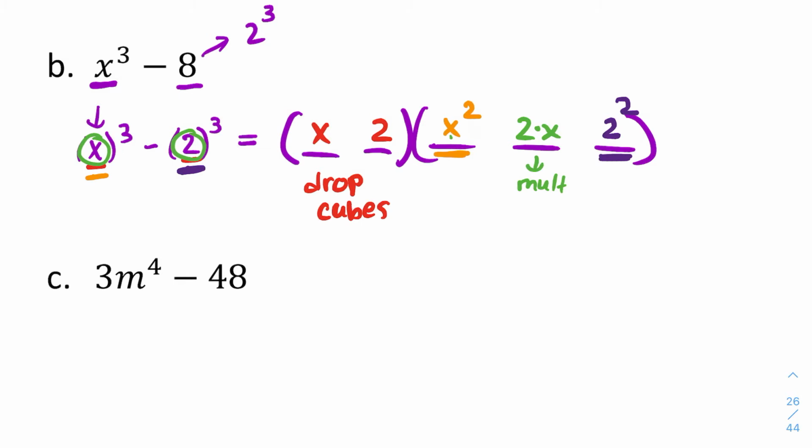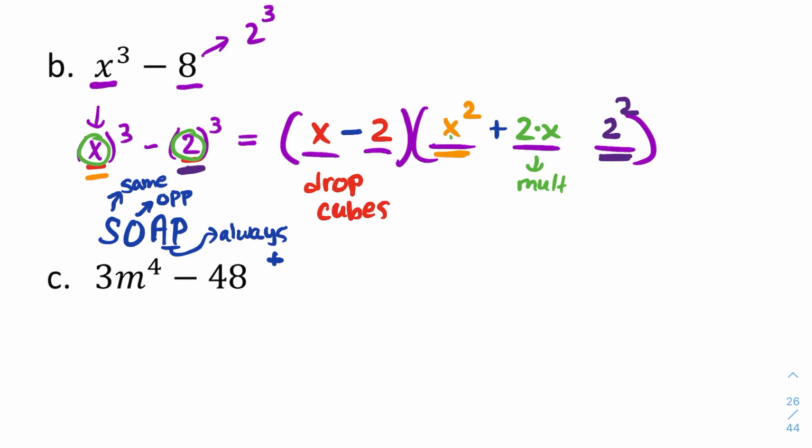And then for your signs, I use SOAP, kind of an acronym. It stands for same sign as you had to start with, opposite sign, and then the last one's always plus, or always positive, however you want to remember it. So I fill in my signs last. Same sign as what I started with. It was subtraction to start with. The opposite sign of that would be addition, and my last one is always a plus.